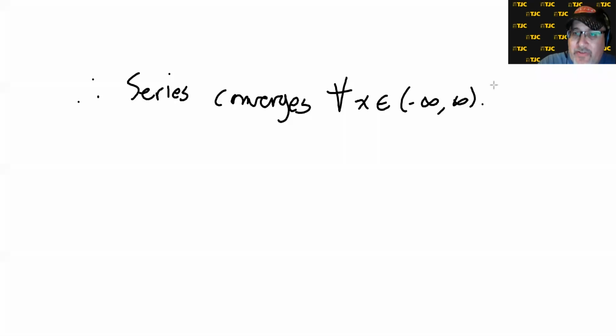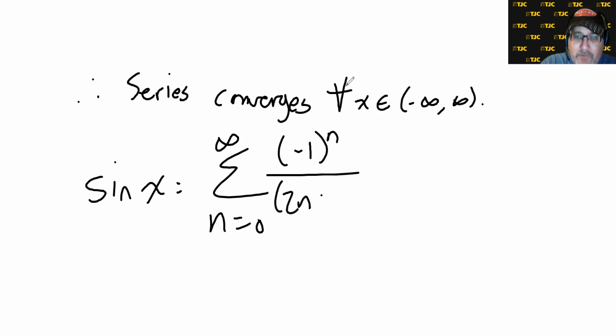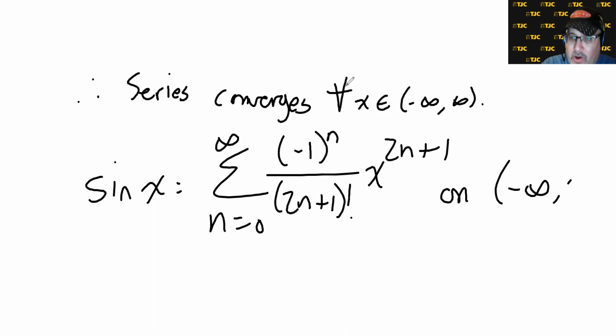All right, so we found the series. We know that sine of x is equal to the sum from n equals 0 to infinity of negative 1 to the n, over (2n+1) factorial, x to the 2n+1. And it converges for all x's on the whole number line.